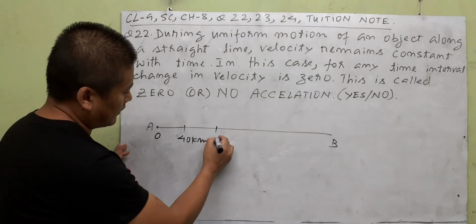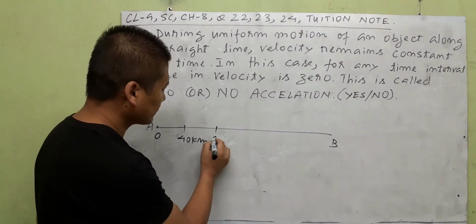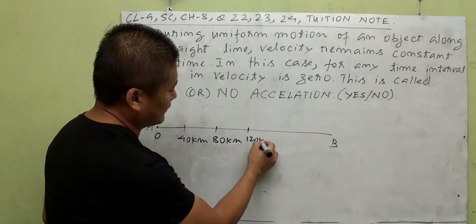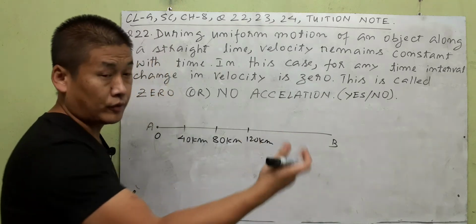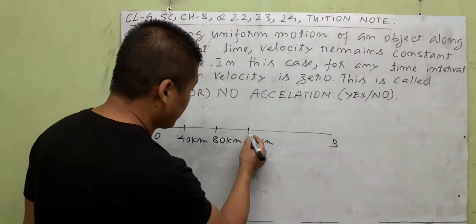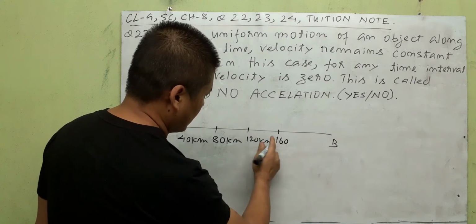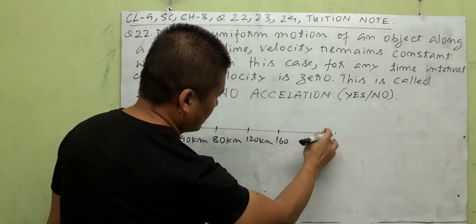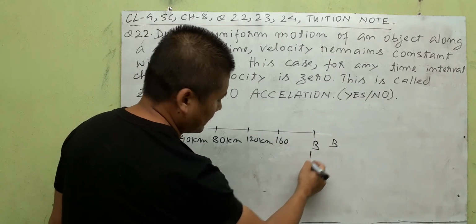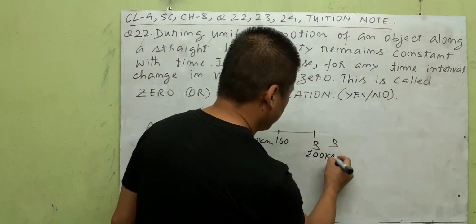Then another 40 kilometer. That means 40 plus 40 is 80 kilometer. Then 120 kilometer, like that, and so on. So let us say 120 plus 40 is 160 kilometer. Then 160 to this point B, let us say it is 160 plus 40. So there is equal gap of distance here, 200 kilometer.